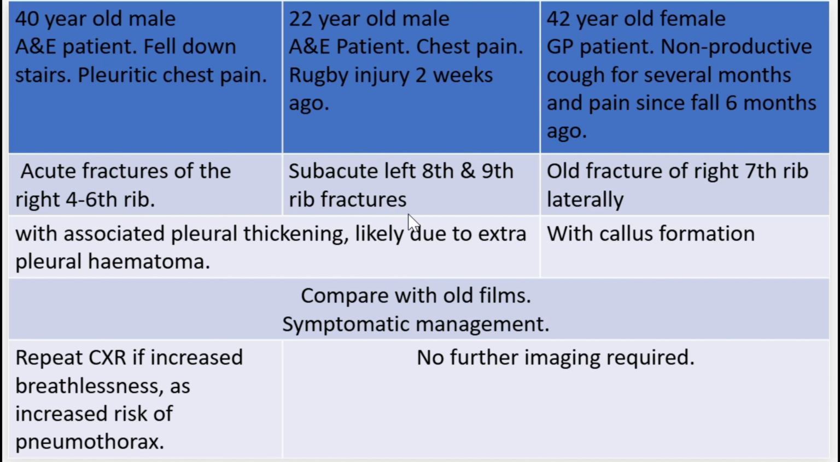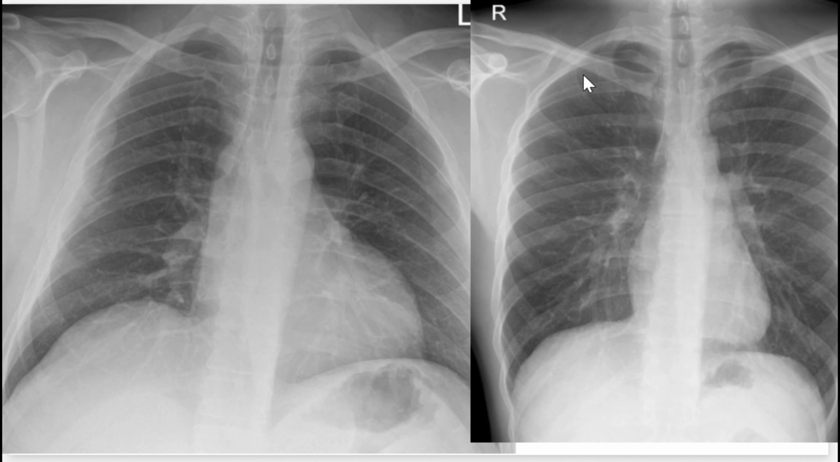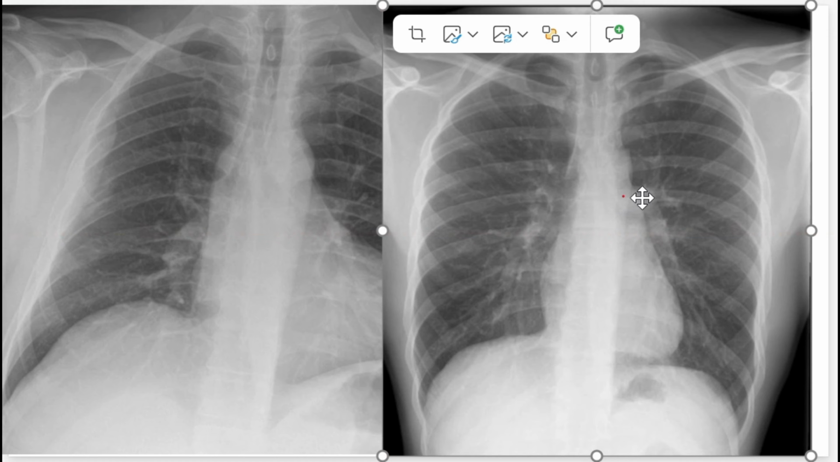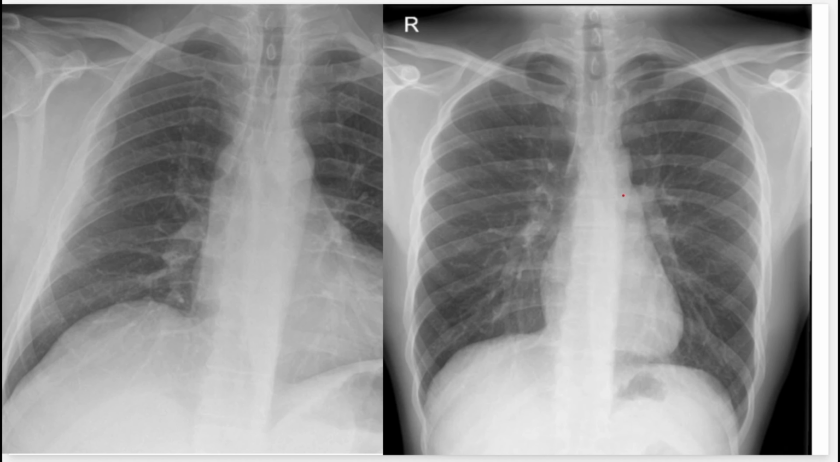Next case is an example of subacute rib fracture. 22-year-old male has chest pain after rugby injury 2 weeks ago. So this is not acute presentation. The chest pain started 2 weeks ago. Okay. This is the subacute. This is the subacute rib fracture. Okay.